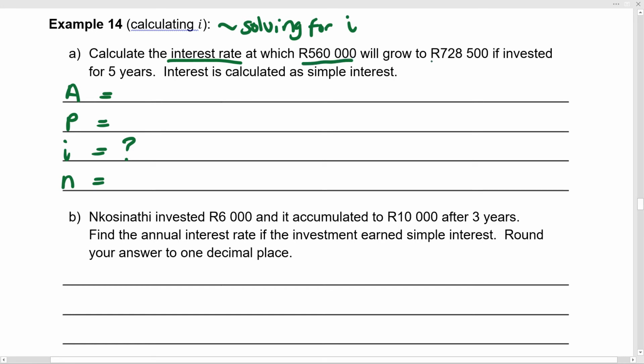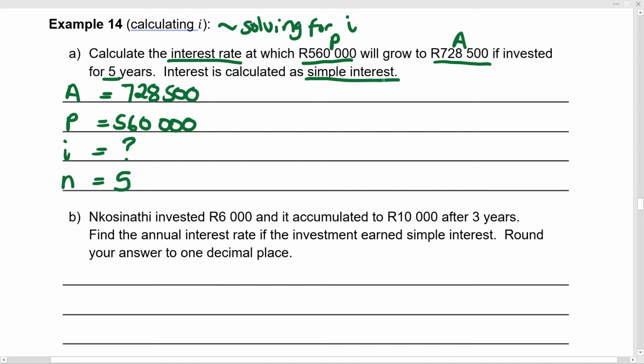Right, calculate the interest rate at which 560,000 will grow to 728,500. Okay, which is which? This must be the P, this must be the A. For the purposes of what we're doing now, P will always be smaller than A. So P is my 560,000. So you can see I'm jumping between looking at the question and writing down my information. It'll grow there if invested for 5 years. Great. n is 5.